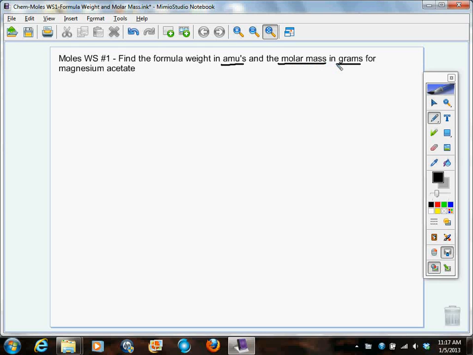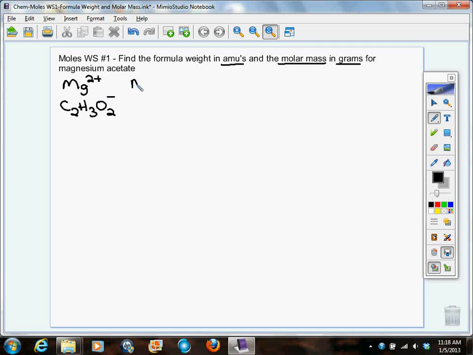So when looking at magnesium acetate, we have to see what we have first. This is going to be an ionic compound, and we know magnesium is a +2. Then we look at the acetate ion, which is going to be C2H3O2. This has a charge of 1-. So in order to figure out what the compound is going to be, we need 2 acetates for every 1 magnesium.